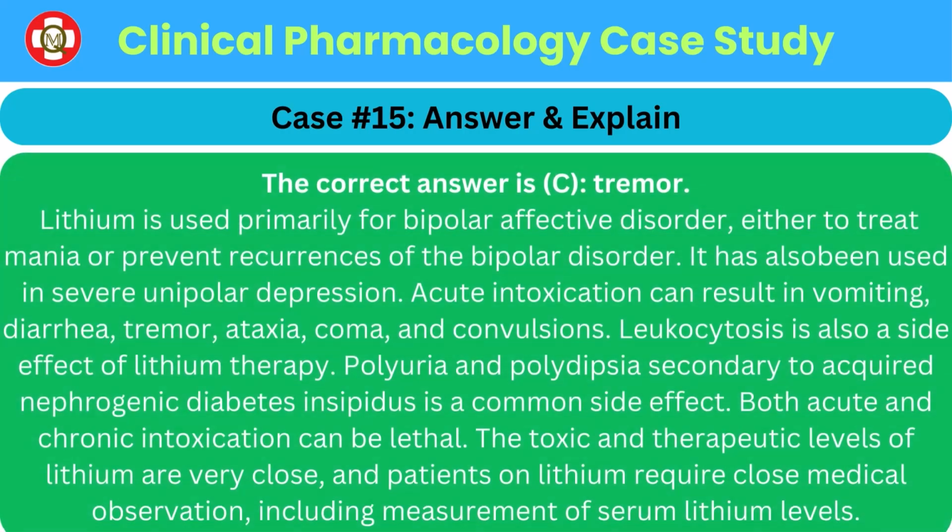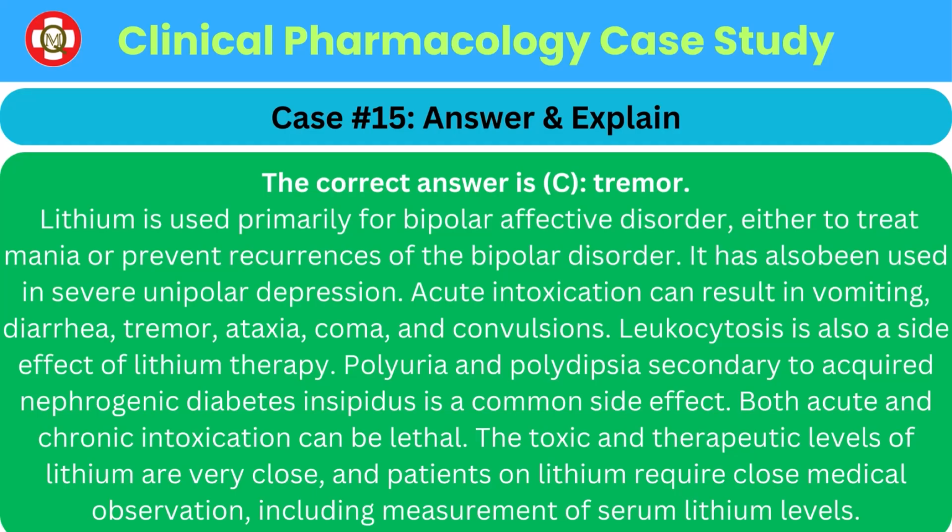The correct answer is C. Tremor. Lithium is used primarily for bipolar affective disorder, either to treat mania or prevent recurrences of the bipolar disorder. It has also been used in severe unipolar depression. Acute intoxication can result in vomiting, diarrhea, tremor, ataxia, coma, and convulsions. Leukocytosis is also a side effect of lithium therapy.